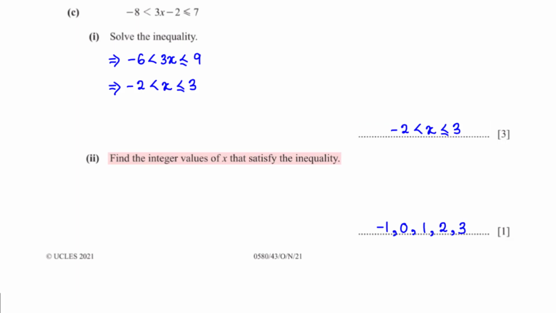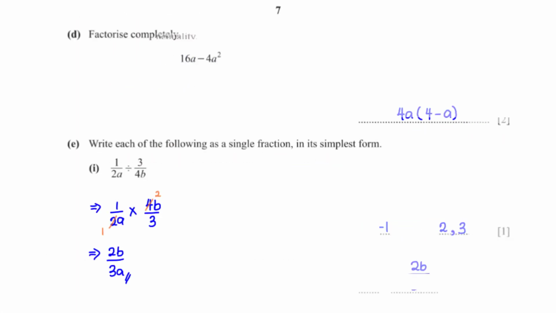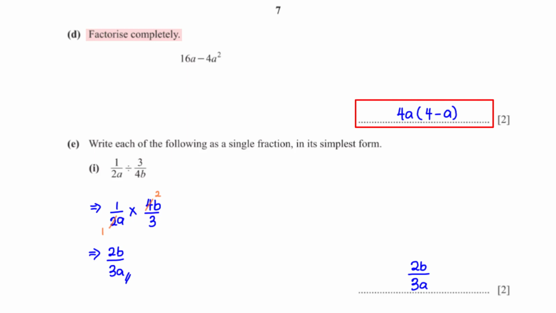Find the integer values of x that satisfy the inequality. -2 is not included in the inequality, so we start from -1, 0, 1, 2, and 3. Factorize completely. 16a minus 4a squared. The common factor is 4a. When we factor that out, we are left with 4 minus a.